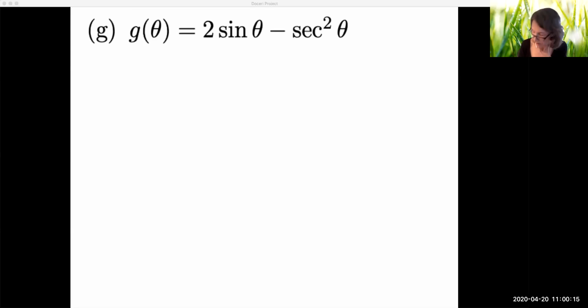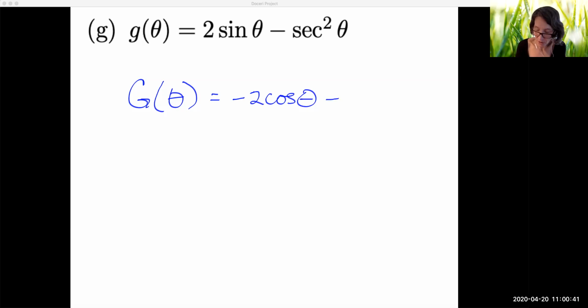So part G is G of theta equals 2 sine theta minus secant squared theta. So the antiderivative of sine is negative cosine. So this should be -2 cosine theta. And then the antiderivative of secant squared is just tan theta.